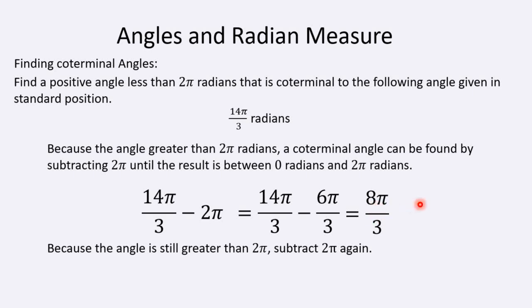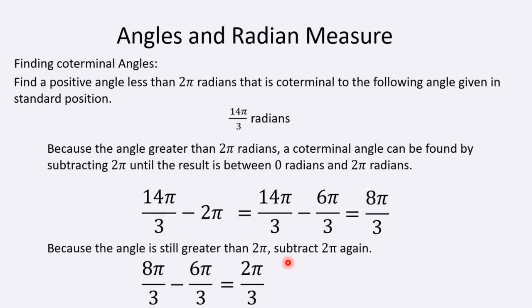And I need something less than 2 pi. So I subtract 2 pi again, but remember 2 pi is 6 pi over 3. And when I do that subtraction, I get 2 pi over 3. And 2 pi over 3 is a positive angle less than 2 pi that is coterminal to 14 pi over 3. So there I found the answer.